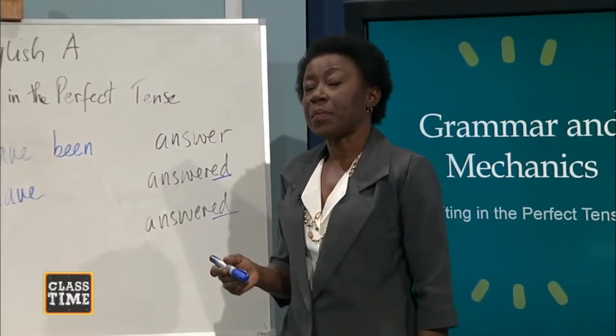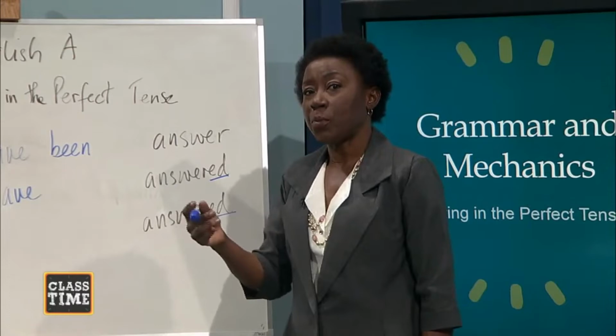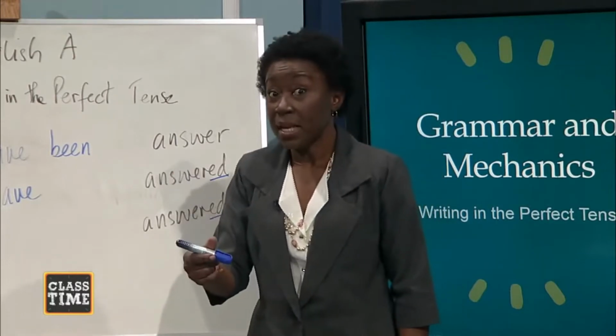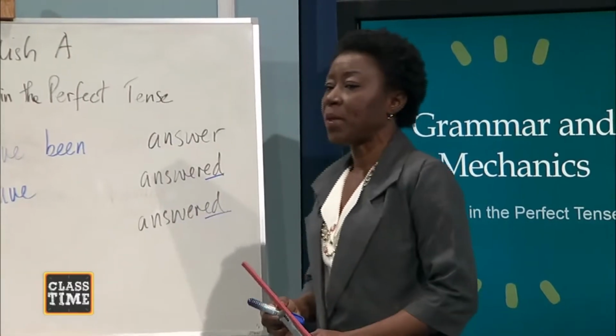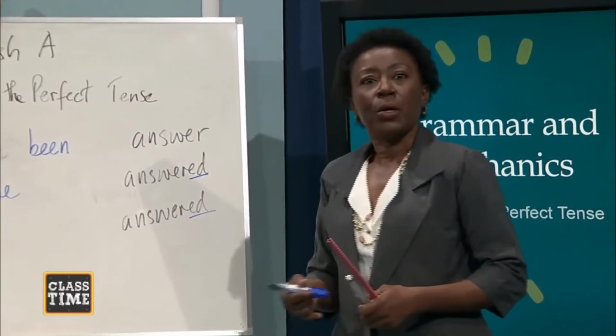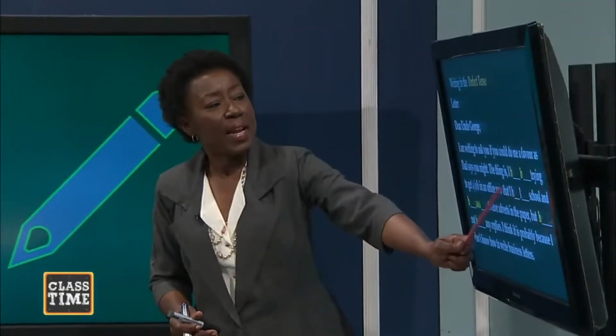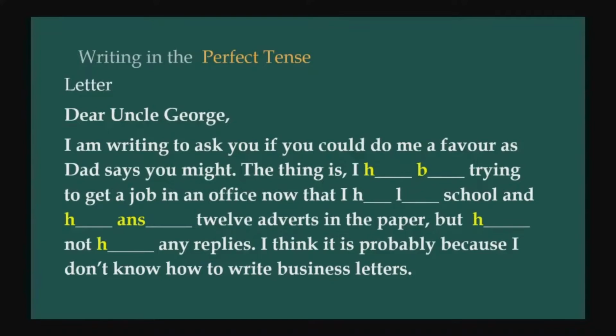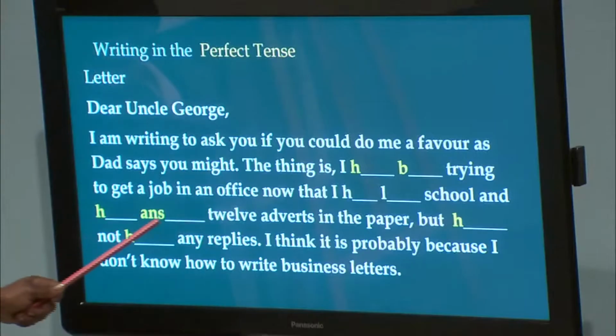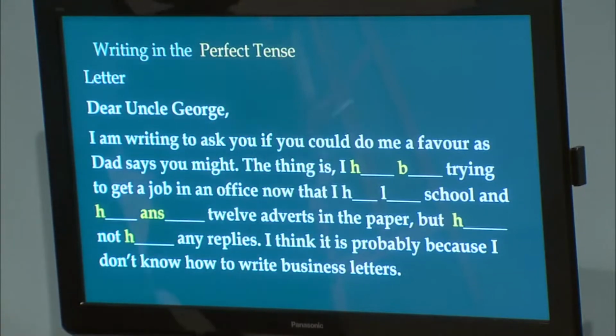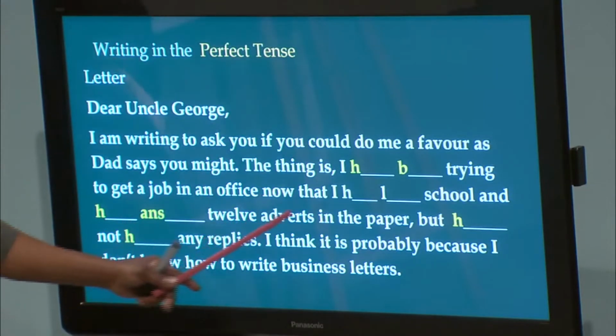Now, all verbs have past participle forms. If it has a past tense, it has a past participle form. Now, how you express it, you could find yourself in a verb phrase. Okay, then. So, I have left school, and it's still I is a subject, so have answered. I've answered 12 adverts in the paper.